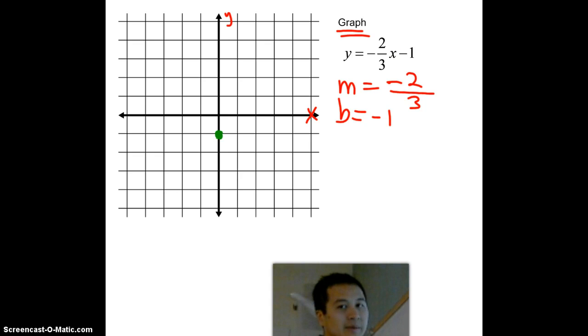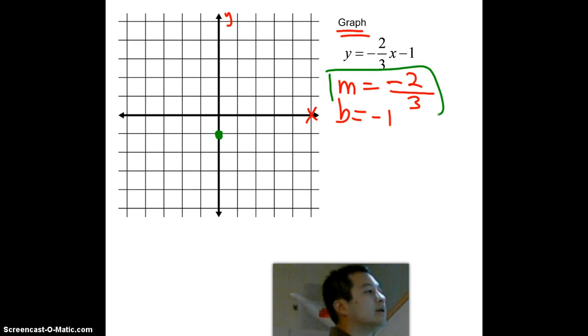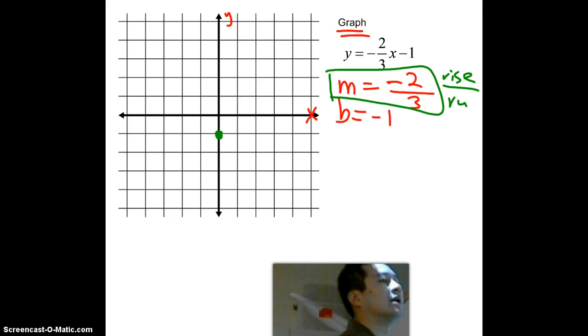Always on the y-intercept. Some people still make the mistake and start on the x-intercept. Always on the y. Then you go your slope. What's slope again? Slope means rise over run. How much you go up and down, how much you go left and right. Negative 2 means you go down. Down how much? Down 2.